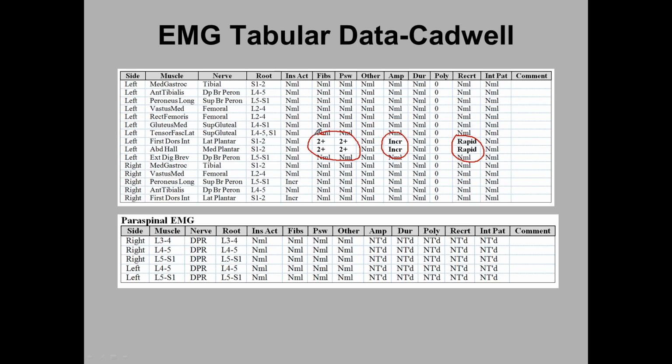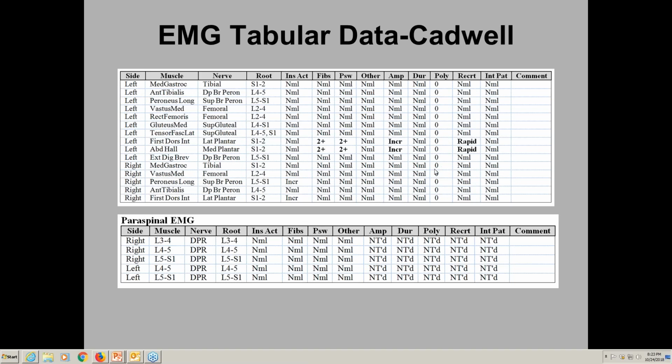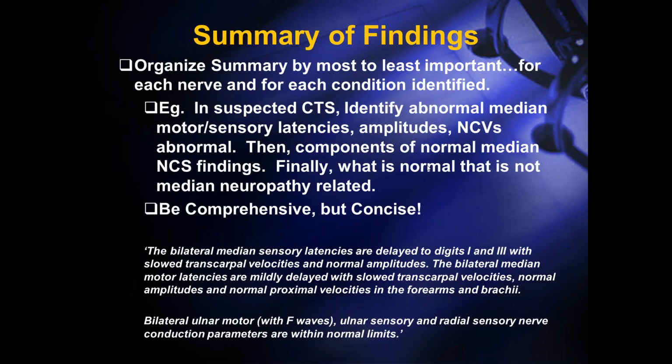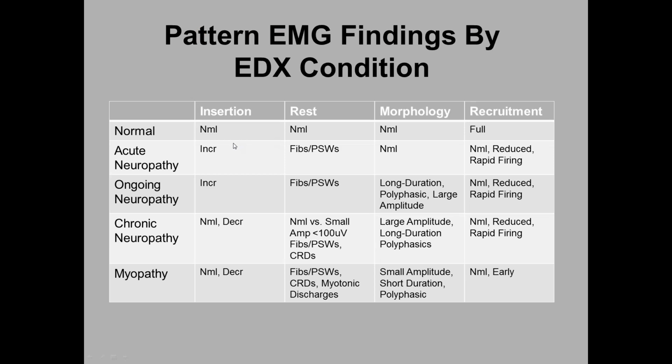And we know that with all these fibs and positive waves that it's an active process. So when we go down to our summary in EMG, this slide, when a muscle is normal, insertion's normal, there are no resting activities, there's no abnormal motor unit morphology, and recruitment is full.